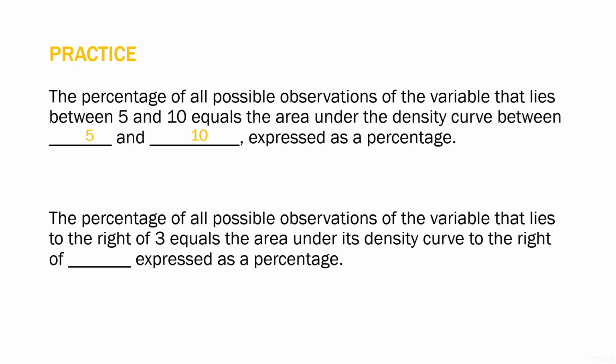The next question is the percentage of all possible observations of the variable that lies to the right of 3 equals the area under its density curve to the right of, and you guessed it, the answer is 3 expressed as a percentage. I typically won't ask you a question like this, but just in case you come across it, this is what they're asking you to do.